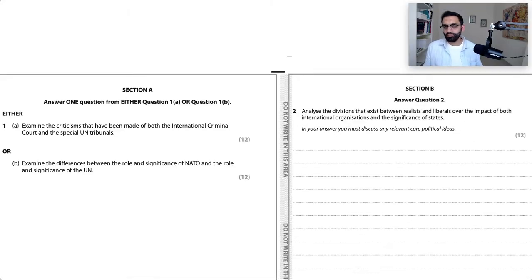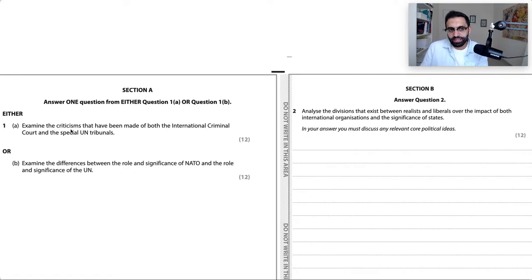Right, here's an example. This was the paper from 2021, I think it was 21. And this is what section A would look like and what section B would look like. So section A: examine the criticisms that have been made of both the International Criminal Court and the special UN tribunals. So you can see they're asking you to examine the criticisms of these two institutions, or examine the differences. So now this is talking about differences between the role and significance of NATO and the role and significance of the UN. Be very aware of what it's asking you to do. Here it's criticisms, here it's differences between these.